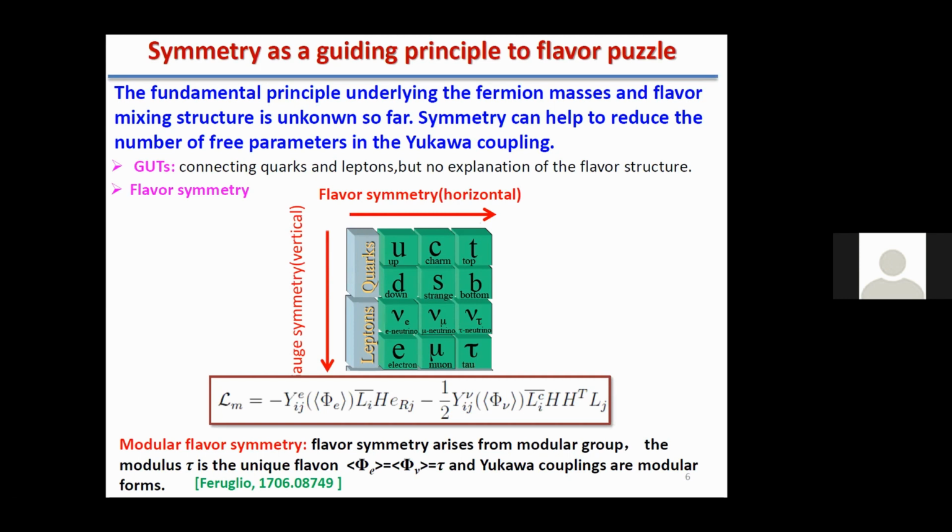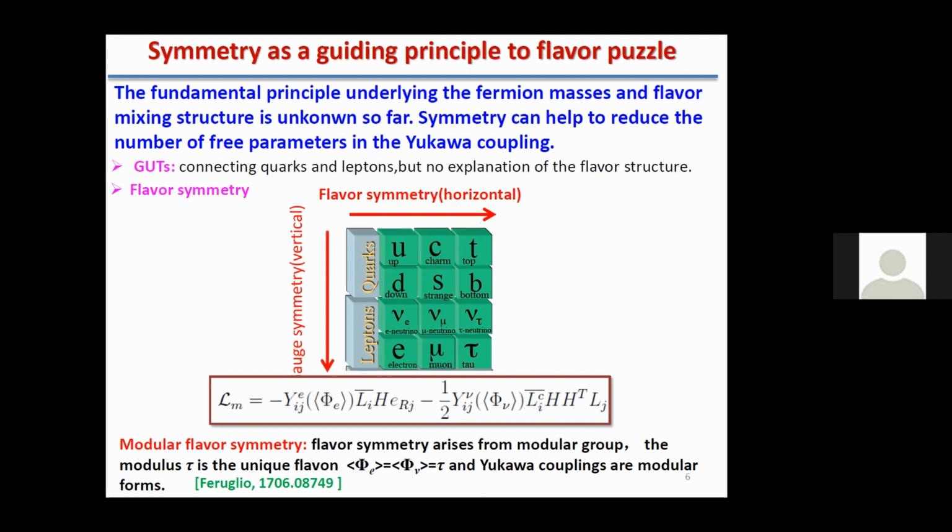Usually we don't know the underlying fundamental principle, but symmetry has already helped us a lot. Most important, it can reduce the free parameters. The two important symmetries are GUTs and flavor symmetry. For GUTs, it unifies quarks and leptons within one GUT multiplet or a few GUT multiplets.